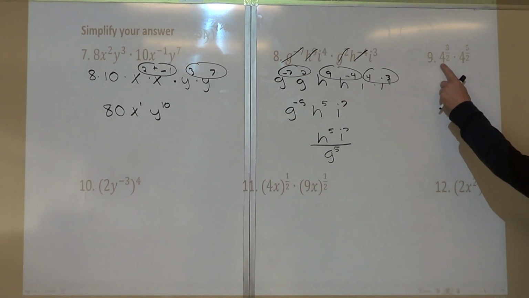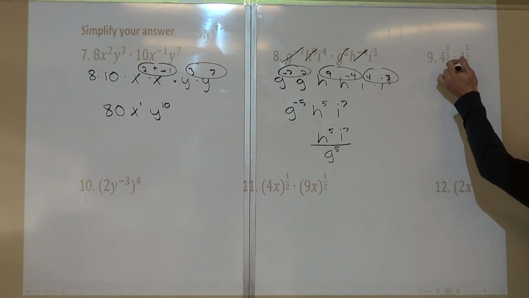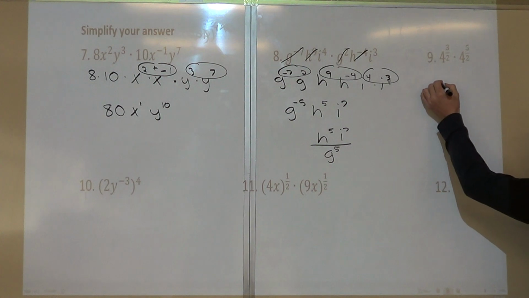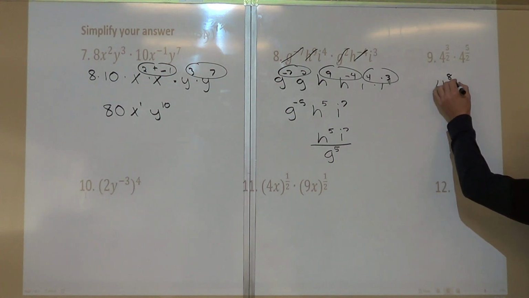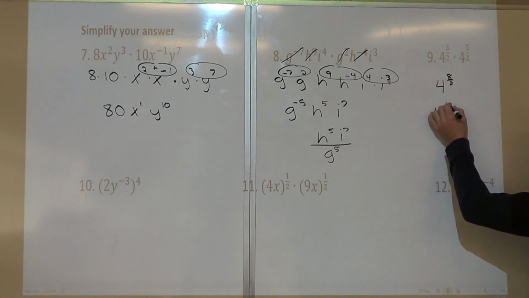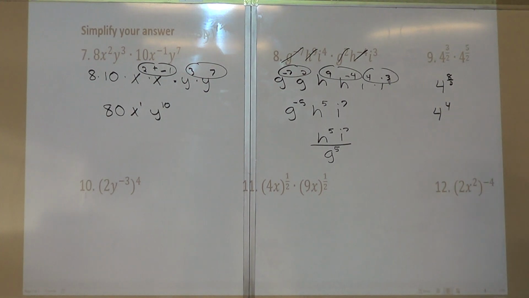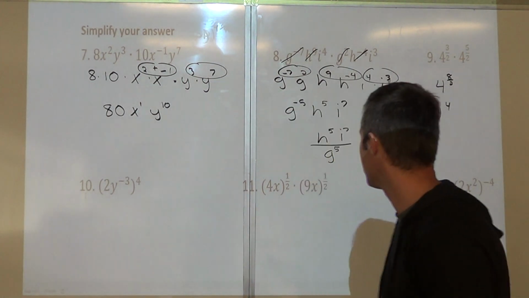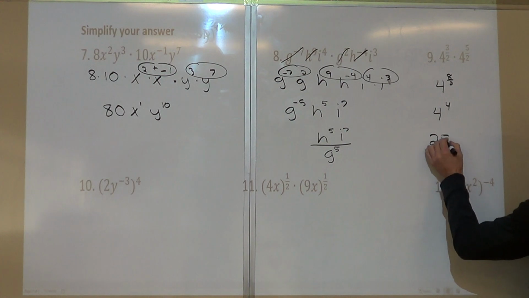Here, my bases are the same, so 4 and 4, they're the same, so I just add 3 plus 5 would be 8. So it would be 8 over 2, which is 4. So 4 to the 4th power, I believe it's 256.